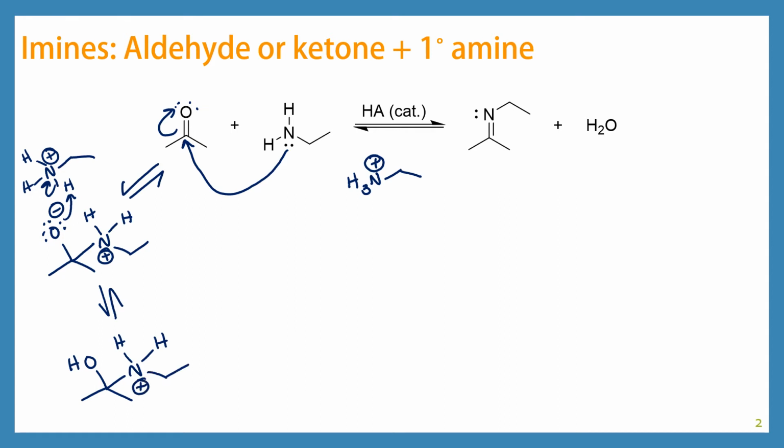And then our next issue here is that the nitrogen is still a charged species. So from here, the most basic thing that you have in this reaction is another equivalent of the amine. So it's going to get deprotonated by the amine. And this is part of the catalytic process. That proton is getting moved around as we go because it is the catalyst in this reaction.